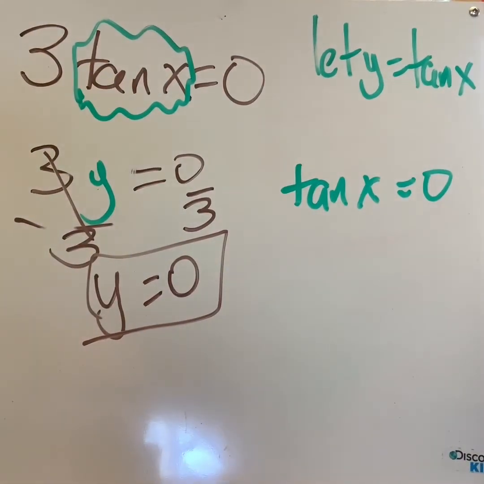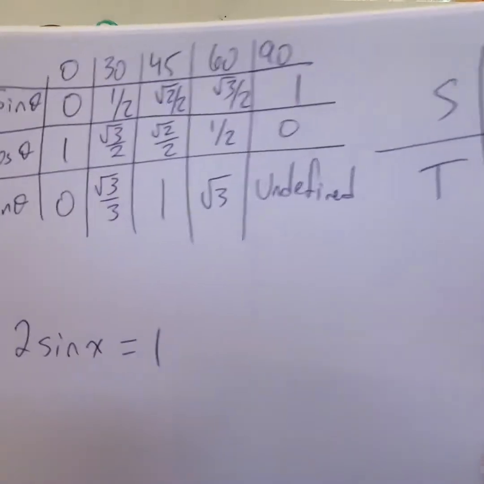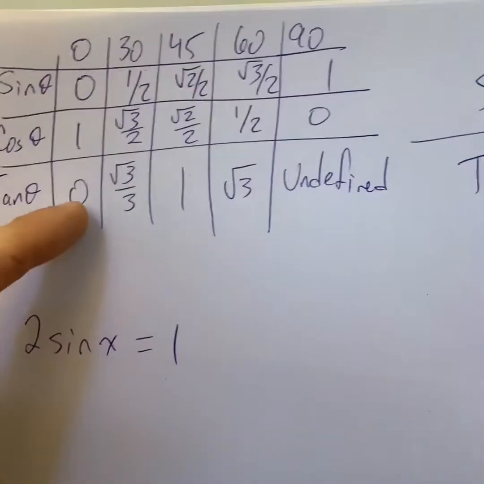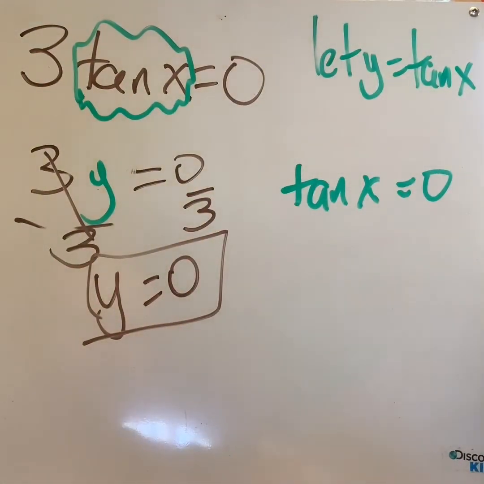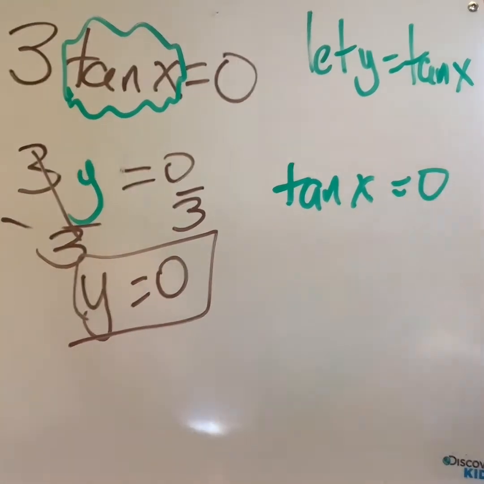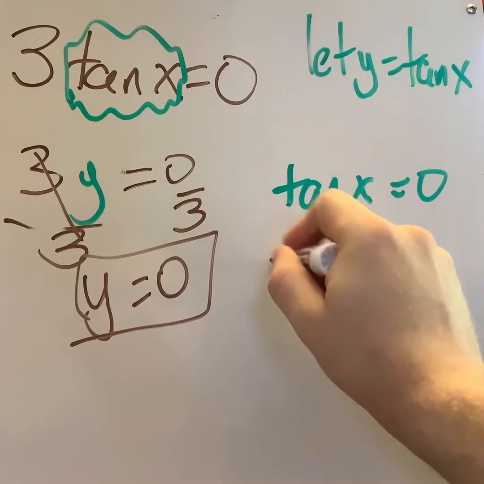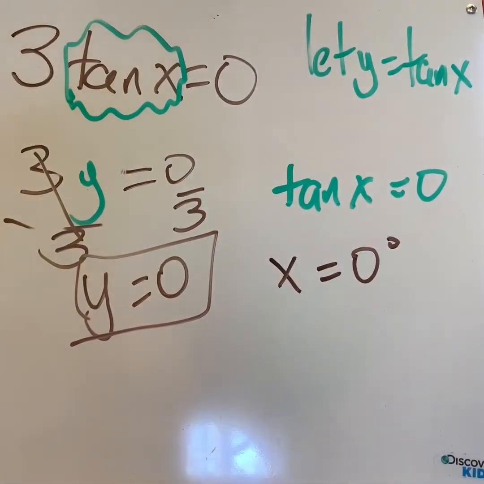Okay, so we go to our chart and we say, where is tangent equal to 0? Well, tangent is 0 at 0 degrees. So we know that x is going to be equal to 0 degrees. Now, where else is tangent going to be equal to 0?